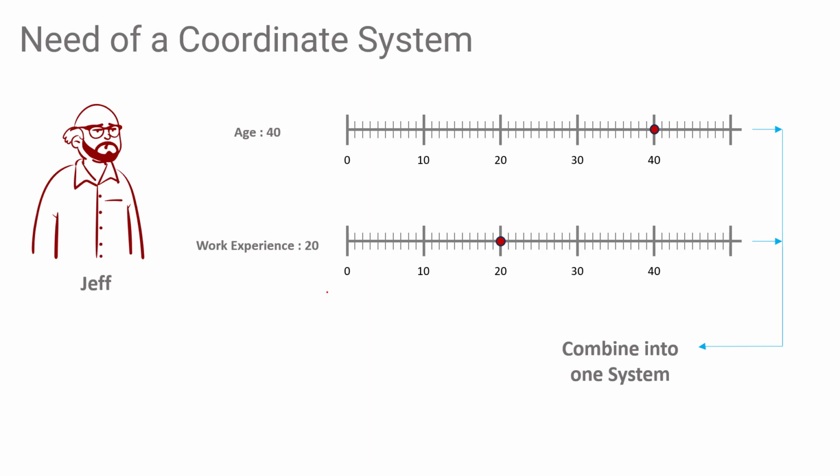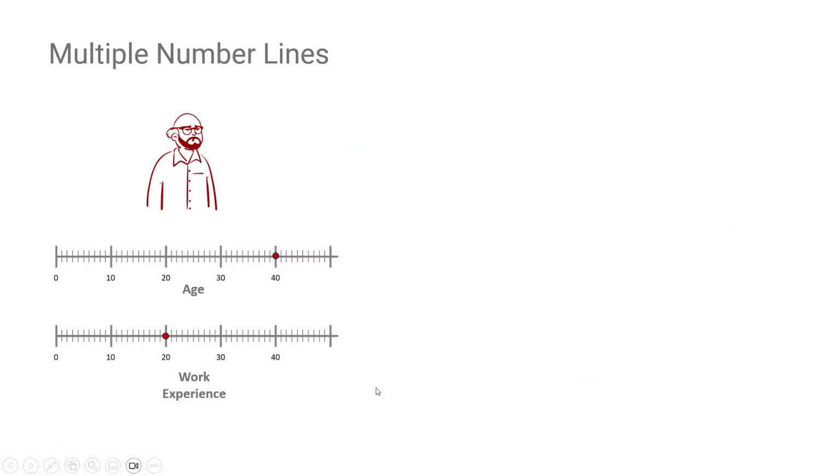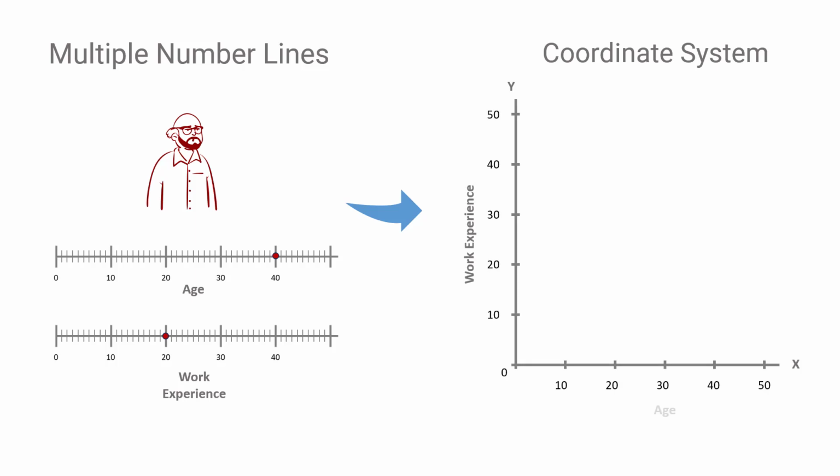So this is clearly not a scalable approach, and we need to move to something simpler, which is where coordinate systems come in. So the clear need is to have a coordinate system. Let's define that. We are going to use both these number lines, but they will be placed together in a certain orientation, which is 90 degrees, or perpendicular to each other.